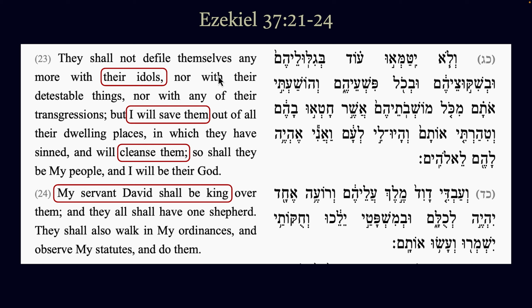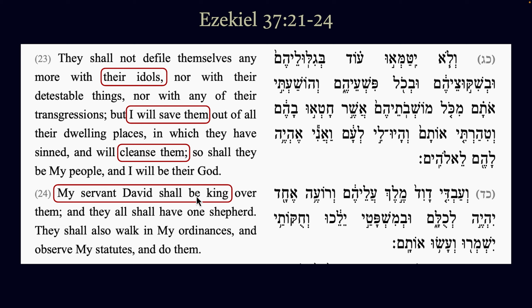If you read further, they will no longer be doing idol worship, which means that a lot of people who have scattered, mixed up with the Gentiles, are also involved in idol worship. And they will no longer do the idol worship. And God will save them, and He will cleanse them of their sin and appoint David as their king. If you search for the word David in the book of Ezekiel and the book of Jeremiah, you will find that David will come back as a king over the United Kingdom of Israel and Judah in the future, according to the prophecy.